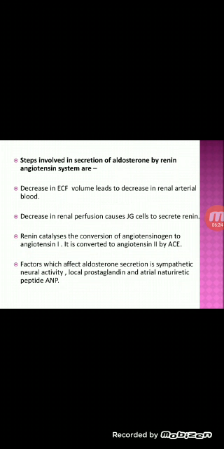These are the steps involved in secretion of aldosterone by the renin-angiotensin system. Decrease in ECF volume leads to decrease in renal arterial blood flow. Decrease in renal perfusion causes JG cells to secrete renin. This renin catalyzes the conversion of angiotensinogen to angiotensin 1, which is converted to angiotensin 2 by ACE. Factors which affect aldosterone secretion are sympathetic neural activity, local prostaglandin, and atrial natriuretic peptide.